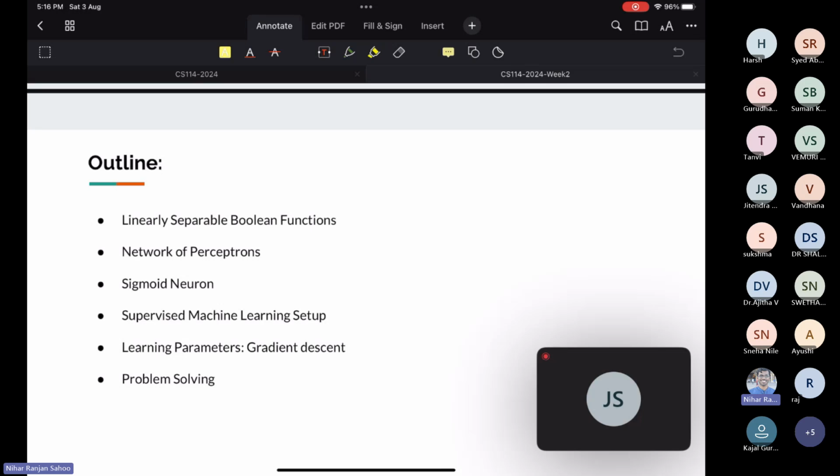So before going ahead, just confirm if I'm audible and the screen is visual. Someone please can. Yes, yes. Okay, thank you.